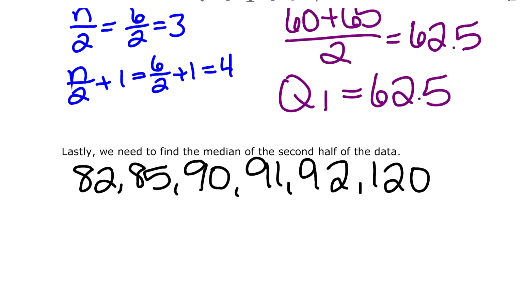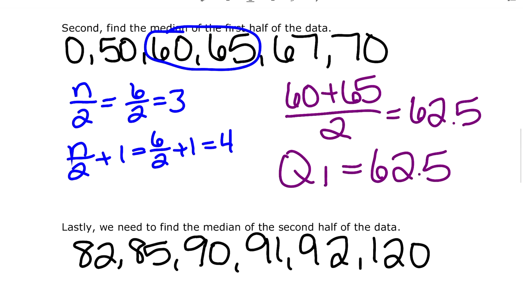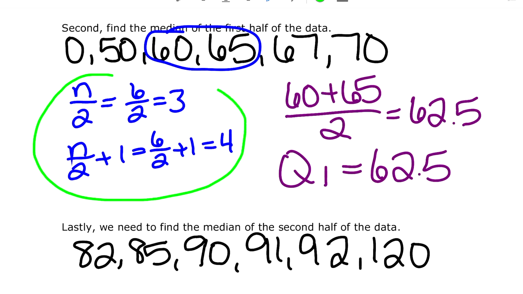All right, so I've rewritten my data. It's already in order. And same thing here. I have 1, 2, 3, 4, 5, 6. So I have 6 data values. So I'm going to be doing the same thing that I did up here. I'm going to be doing n over 2 and n over 2 plus 1. I have the same number of observations, so I can go ahead and just say, okay, I'm looking at the third and the fourth numbers.